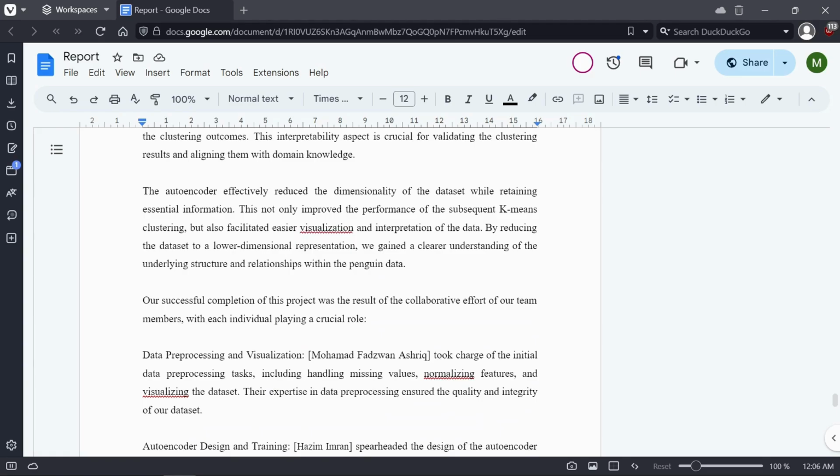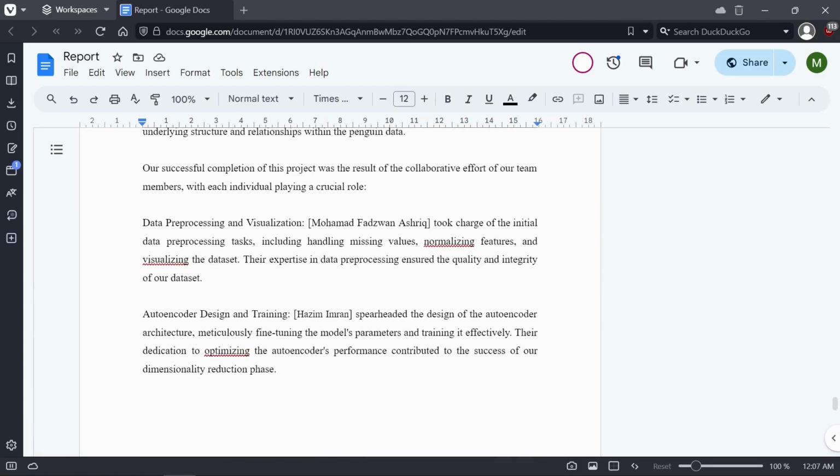Autoencoder effectively reduces the dimensionality of the dataset while retaining essential information. This not only improves the performance of k-means clustering but also facilitates easier visualization and interpretation of the data. By reducing the dataset to a lower dimensional representation, we gain a clearer understanding of the underlying structure and relationships within the penguin data. Our successful completion of this project was the result of the collaborative effort of our team members, with each individual playing a crucial role.